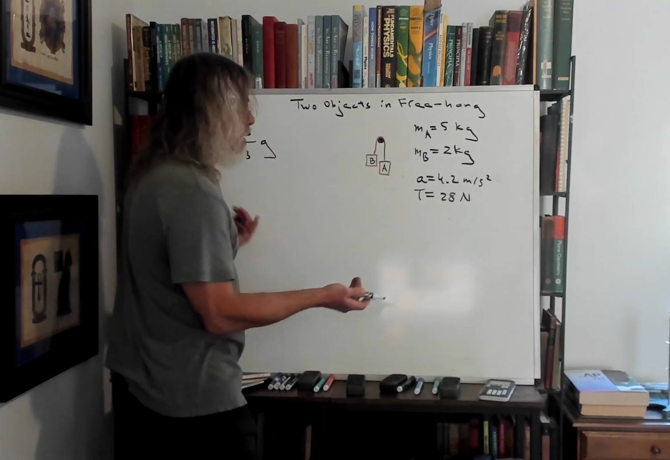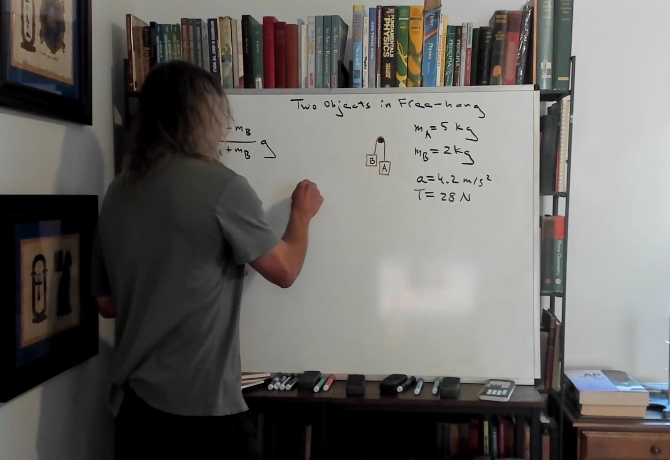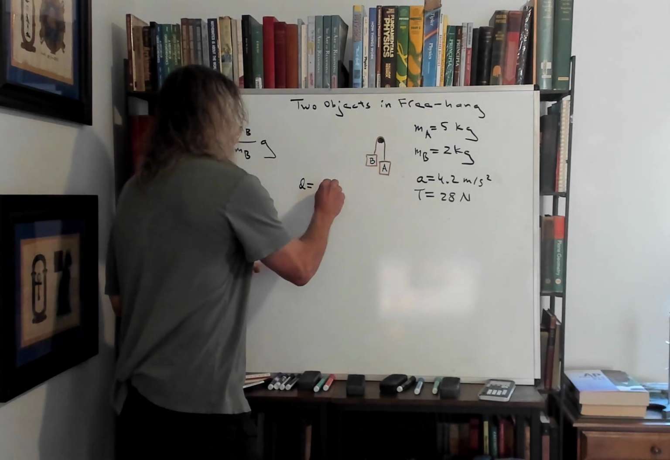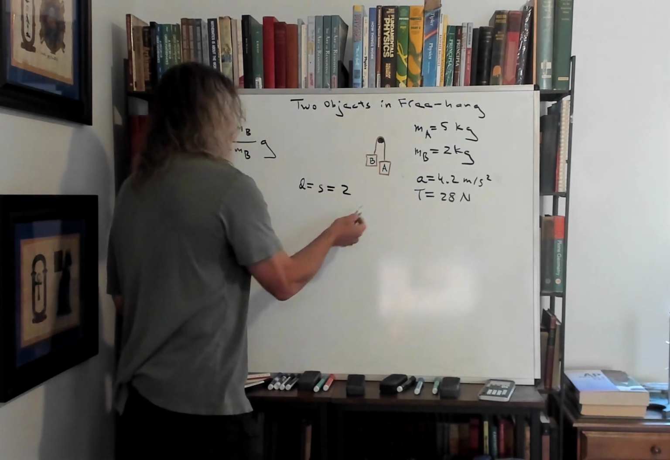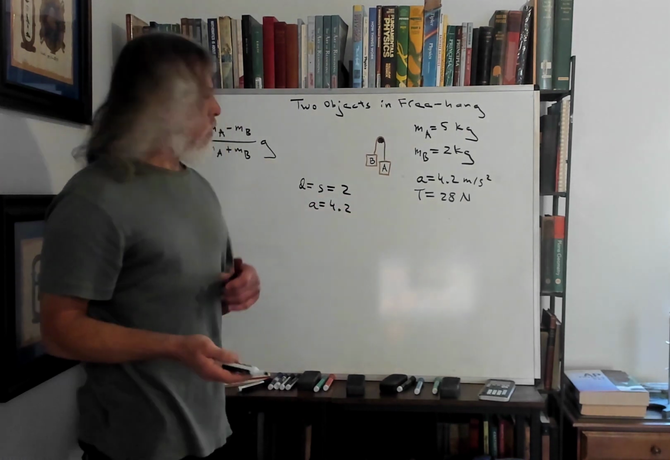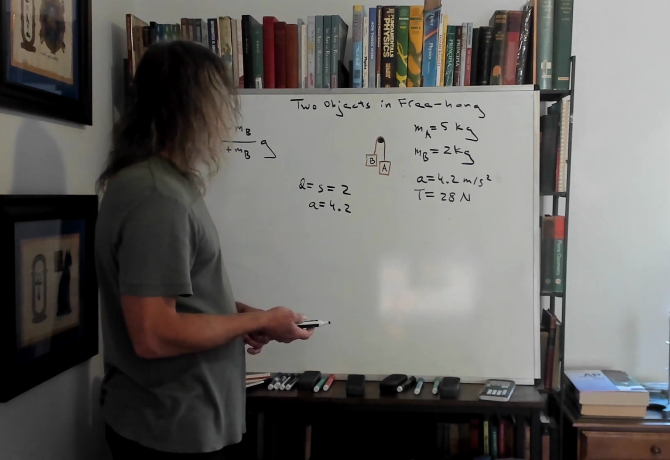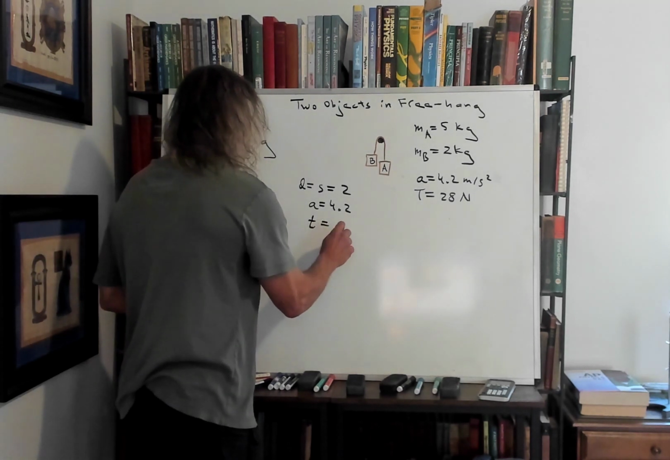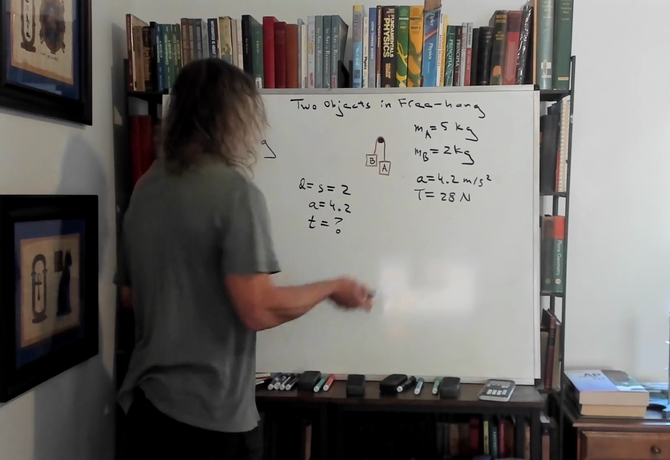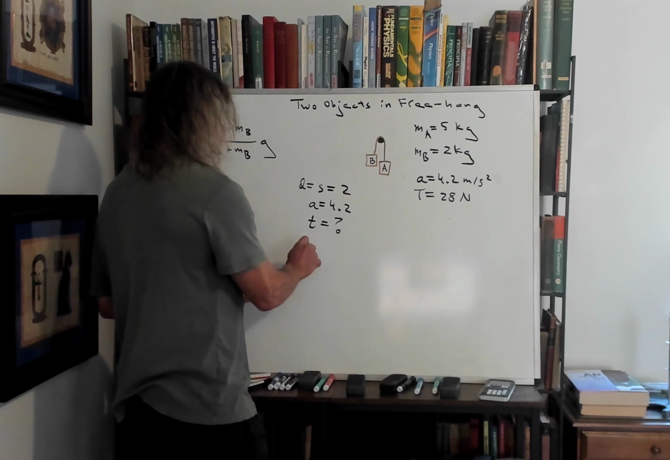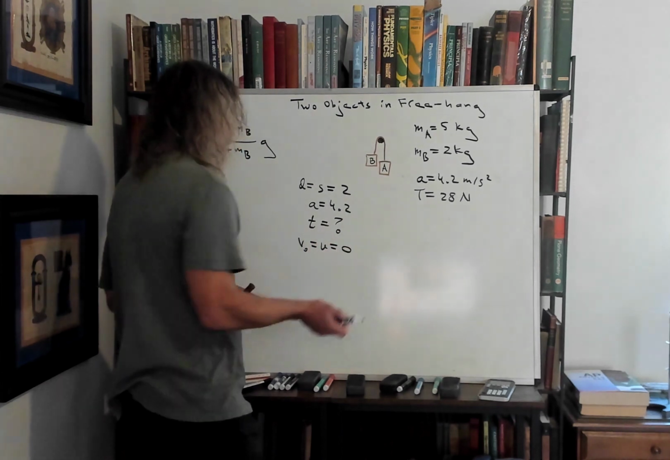So we look at our given information. The distance, which is D for most people, S in IB speak, IB International Baccalaureate, 2 meters. Acceleration, 4.2 meters per second squared. And how long does it take? Time is unknown. And initial velocity, we have that. And that's like a U in IB speak.